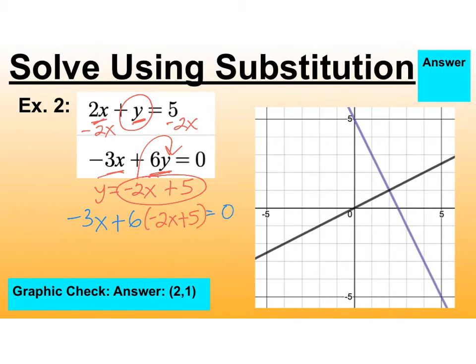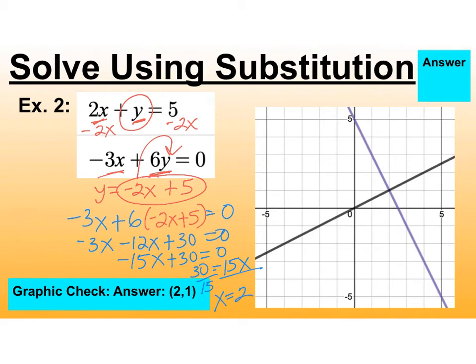Now I have an equation with just x's, so I'm going to go ahead and solve that. I'm going to make sure I distribute, so I get negative 12x plus 30 equals 0. Negative 15x plus 30 equals 0. I'm going to add the 15x over, so I get 30 equals 15x. Make sure you're dividing the right way. Divide by 15, and x equals 2. Part of my solution.